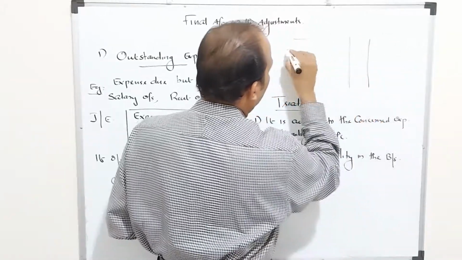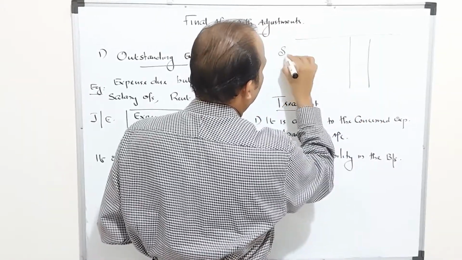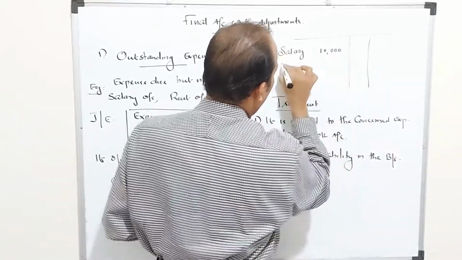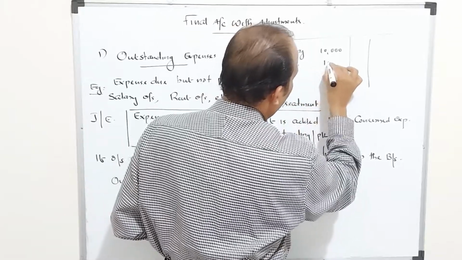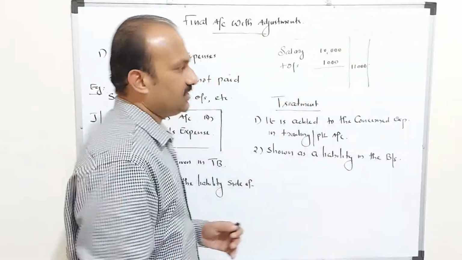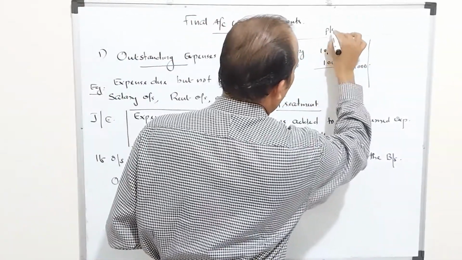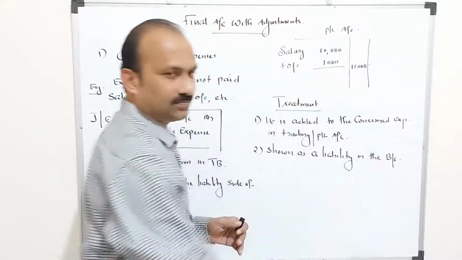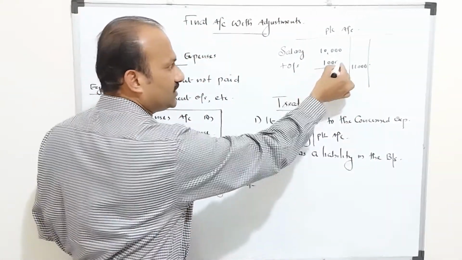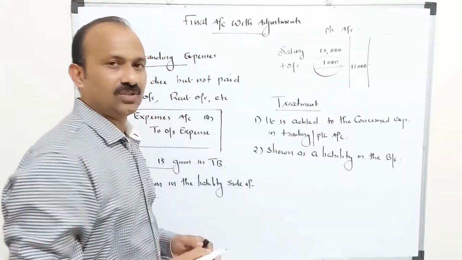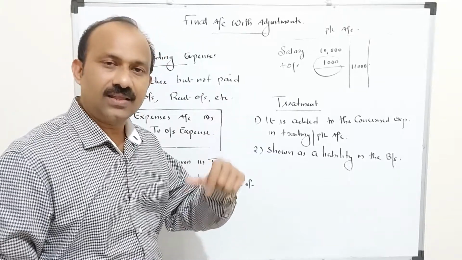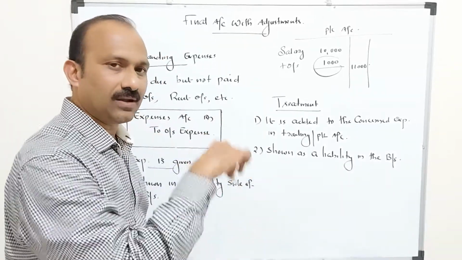Look here. Salary 10,000 plus outstanding salary 1,000. So total will come 11,000. This is the treatment in the income statement or the profit and loss account. The treatment is, first it is added to the concerned expenses in the trading or profit and loss account. If it is wages, it will come in the trading account. If it is a salary or rent or any other expenses, it will come in the P&L account.